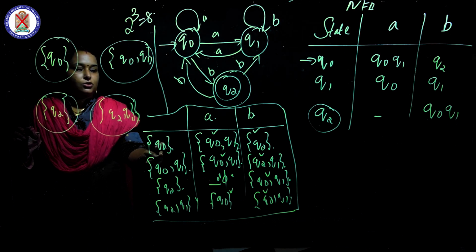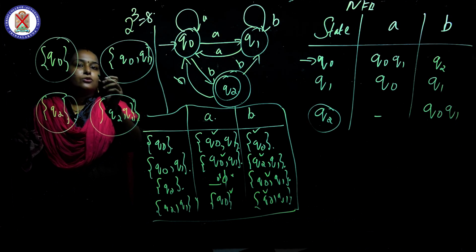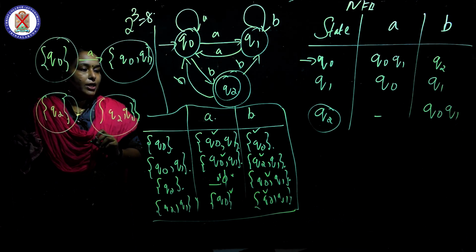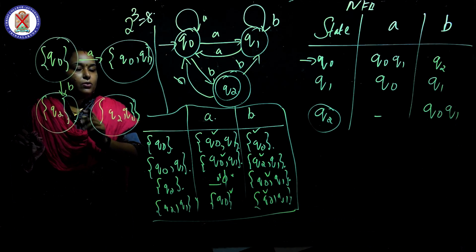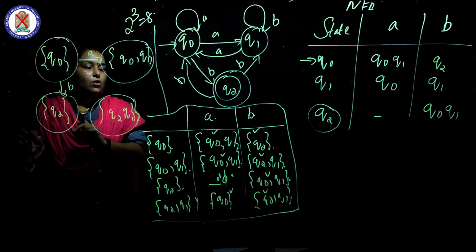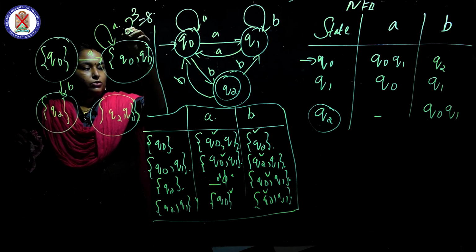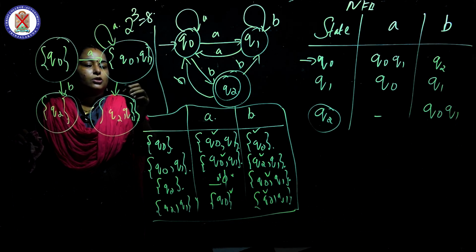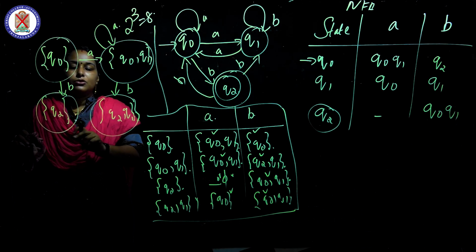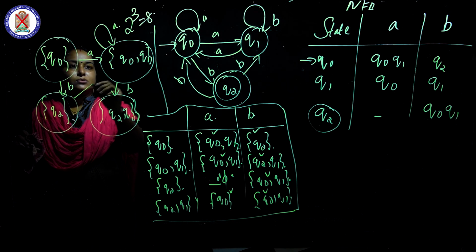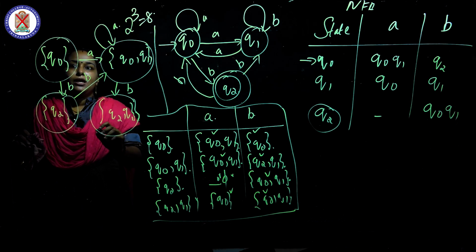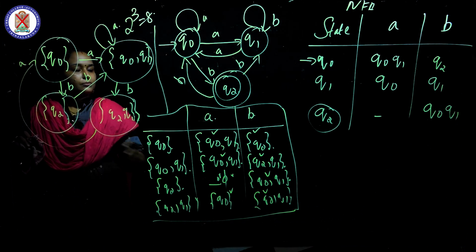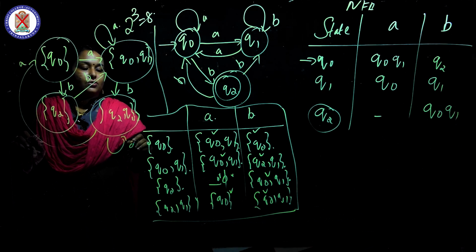Mark it: Q0 on A goes to Q0, Q1, and on B goes to Q2. Next, Q0, Q1 on A goes to Q0, Q1 itself, and on B goes to Q2, Q1. Q2 on A goes for nothing, and Q2 on B goes to Q0, Q1. And Q2, Q1 on A goes to Q0, and on B goes to Q0, Q1.